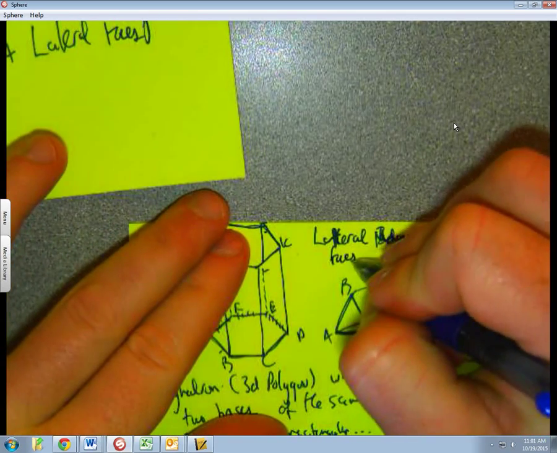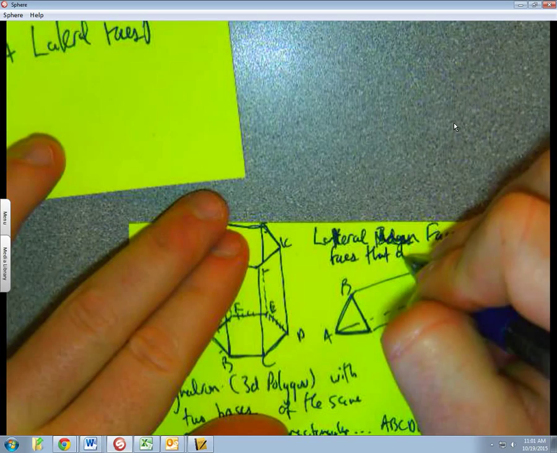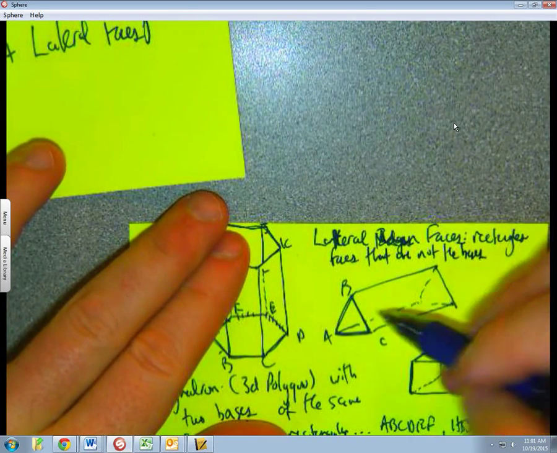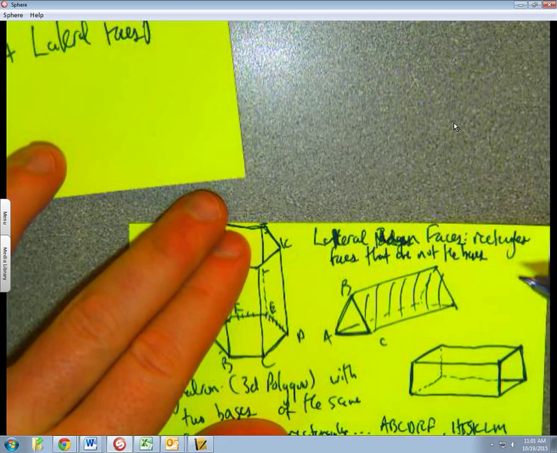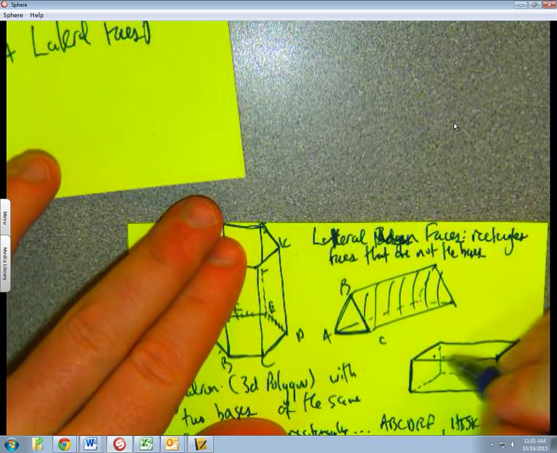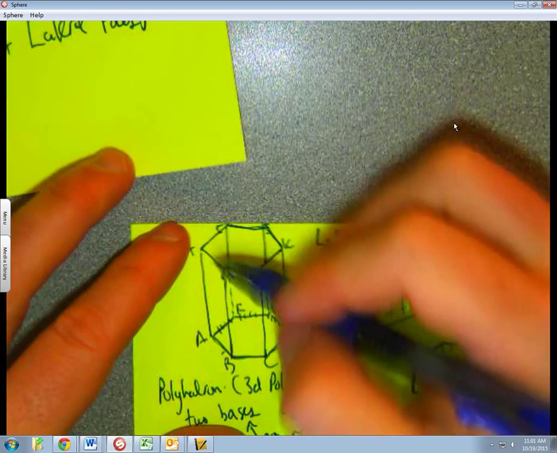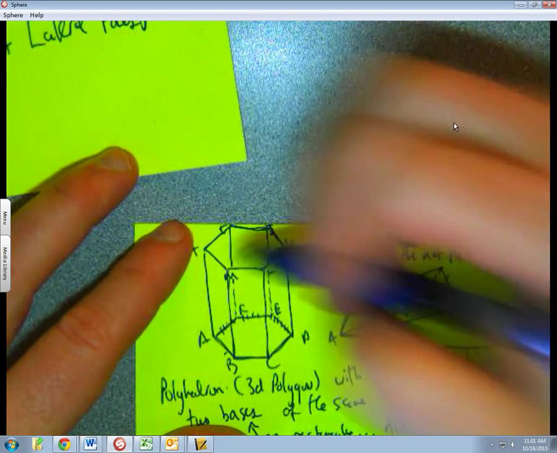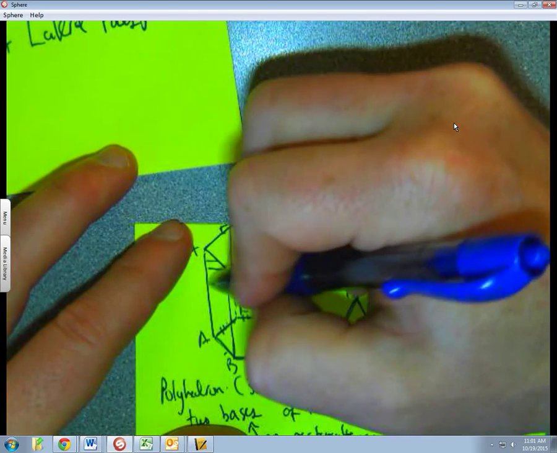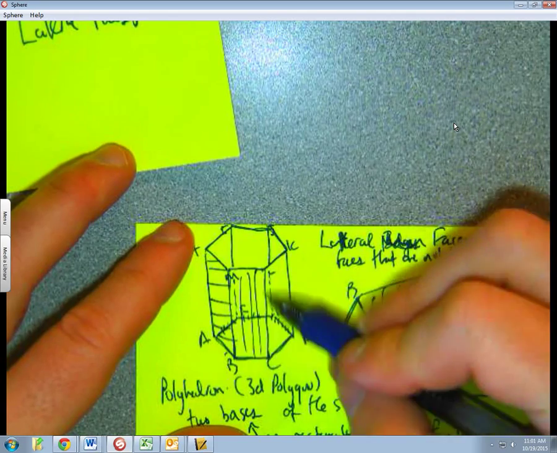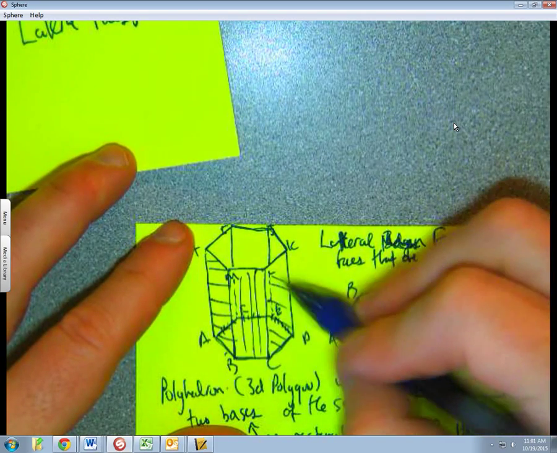The lateral edge here would be like that side. This top side here would be a lateral edge. This guy, let's do it this way. That would be a lateral edge. This would be a lateral edge. This would be a lateral edge. You go to the back, you have the same kind of thing. Okay, so that is prism.